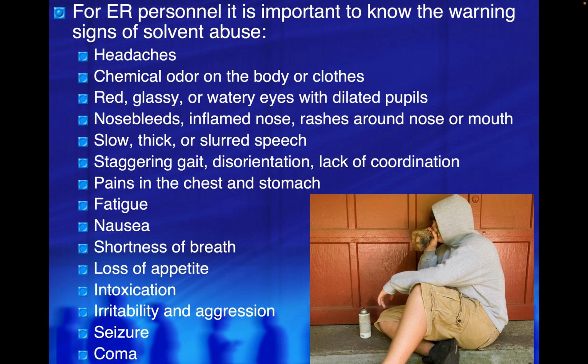Anyway, the warning signs: headaches, chemical odor on the body or clothes, red, glassy, or watery eyes with dilated pupils, nosebleeds, inflamed nose, rashes around the nose or mouth, and sometimes these can cause blisters. It looks like acne, but it's only around the mouth. Slow, thick, or slurred speech, staggering gait, disorientation, lack of coordination, pains in the chest and stomach, fatigue, nausea, shortness of breath, loss of appetite, intoxication, irritability and aggression, seizure or coma. The seizures and the chest pains, they think they're having a heart attack, and that's the reason they come in.